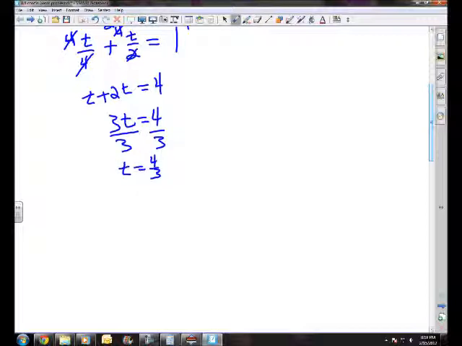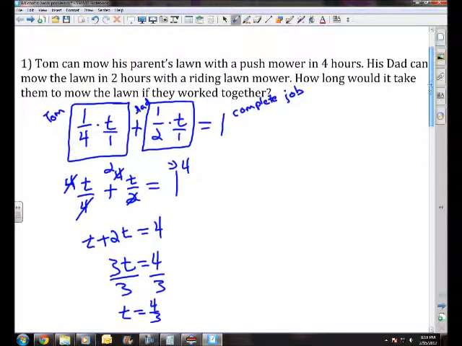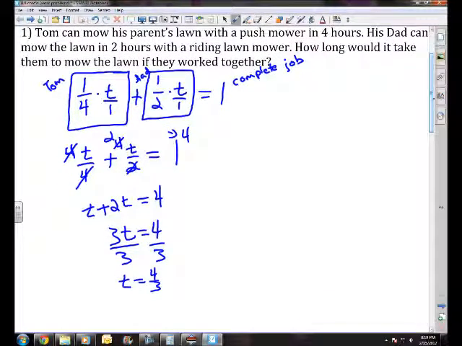Now, what did we just find there? t equals 4/3. t stood for time, right? So 4/3 is the amount of time it's going to take. 4/3 of what? We said earlier that hours is going to be our unit of time, so it's going to be 4/3 hours. We can make that into 1 1/3 hours if we like, or since we're dealing in time, we could make that 1 hour and 20 minutes. So we just found how long it will take Tom and his dad to mow that lawn. Bingo.